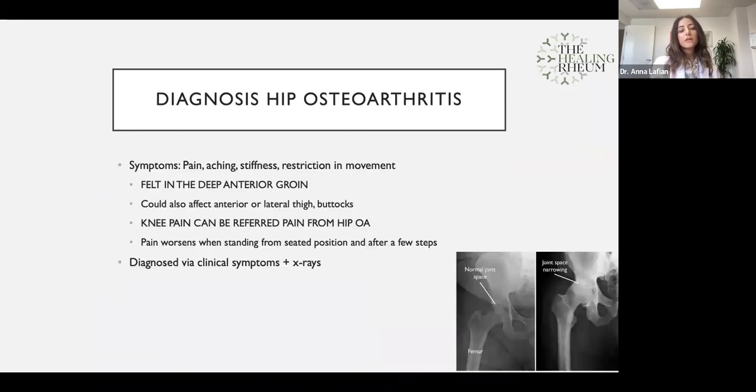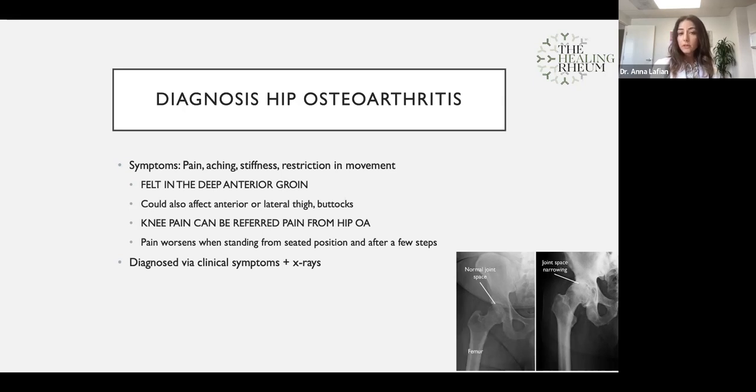So as far as hip osteoarthritis, how do we diagnose hip osteoarthritis? The symptoms that usually go hand in hand with hip osteoarthritis are a feeling of pain, aching, stiffness, or a restriction in movement. And this is very important: usually osteoarthritis pain in the hip is felt deep in the groin, in the anterior groin. That's one thing I'll commonly ask my patients when they tell me, oh, I have some hip pain, and I think it's osteoarthritis. Well, sometimes the pain is not in the deep anterior groin.